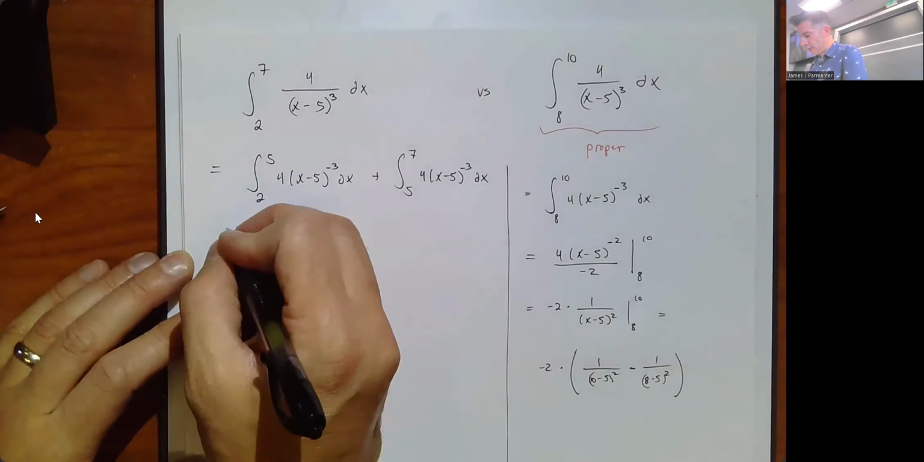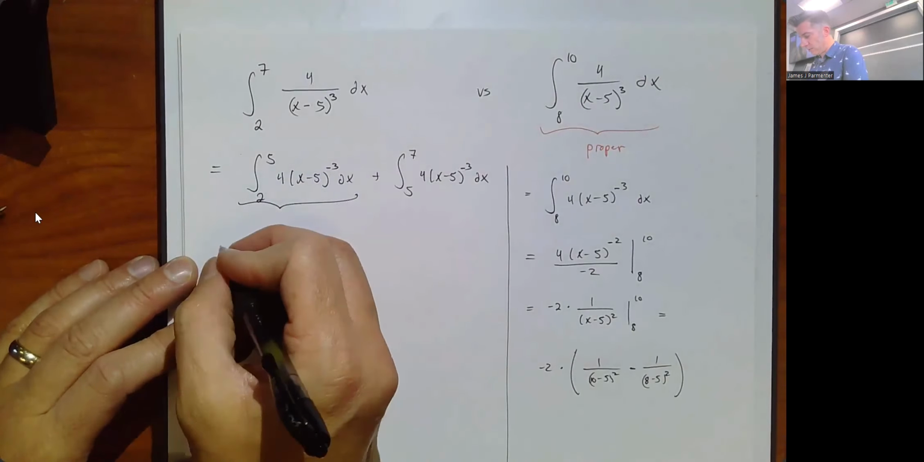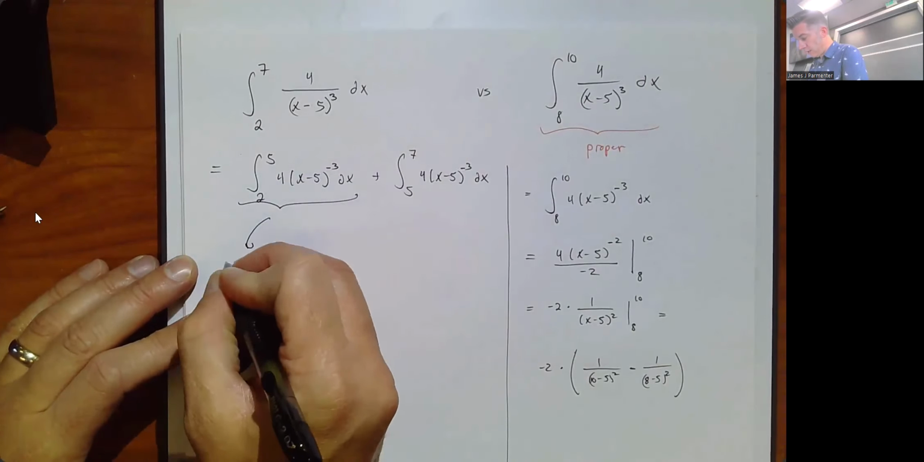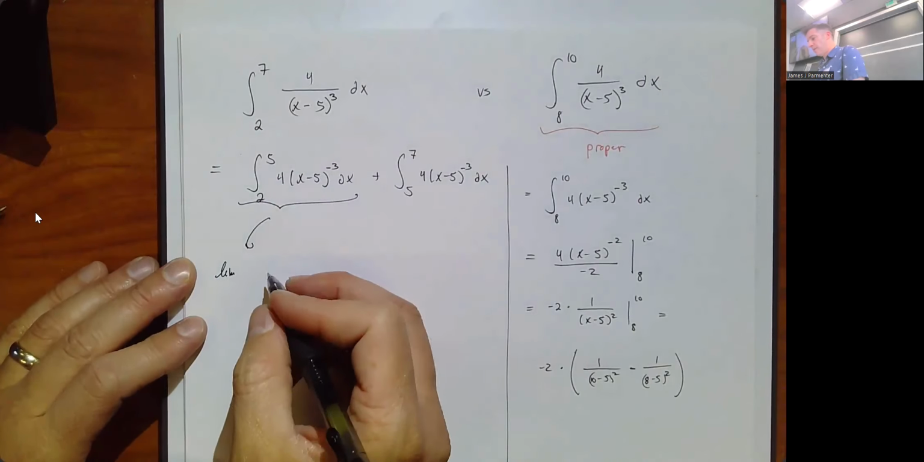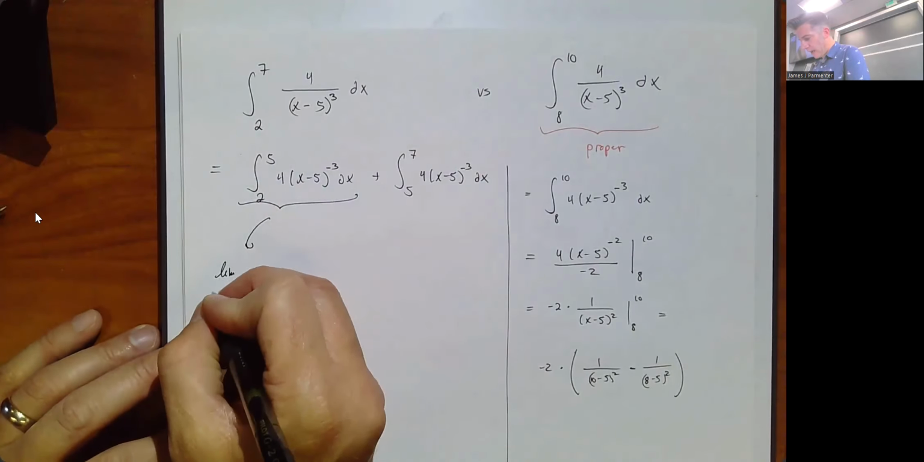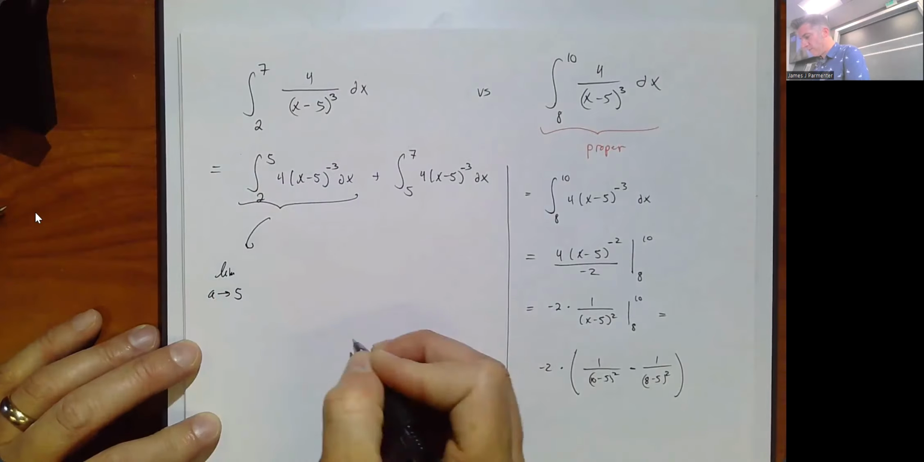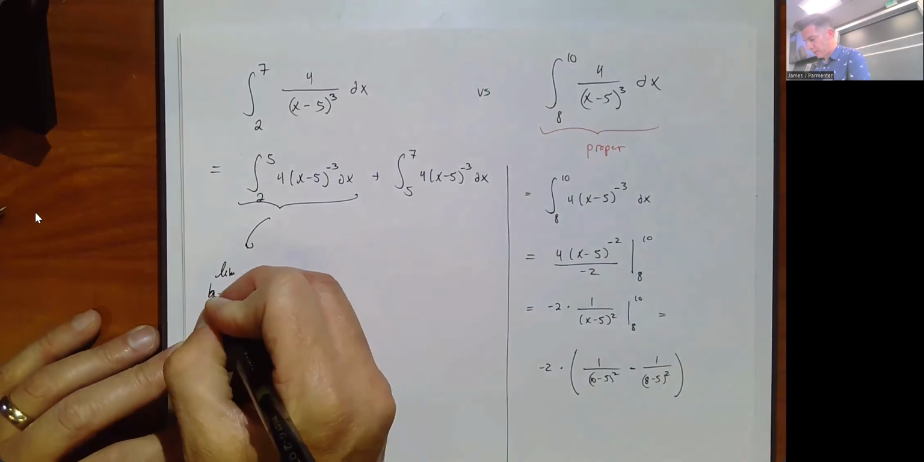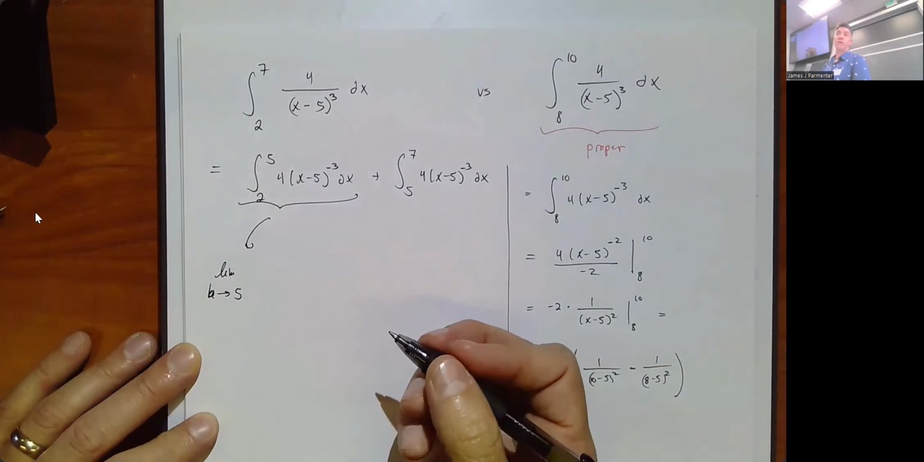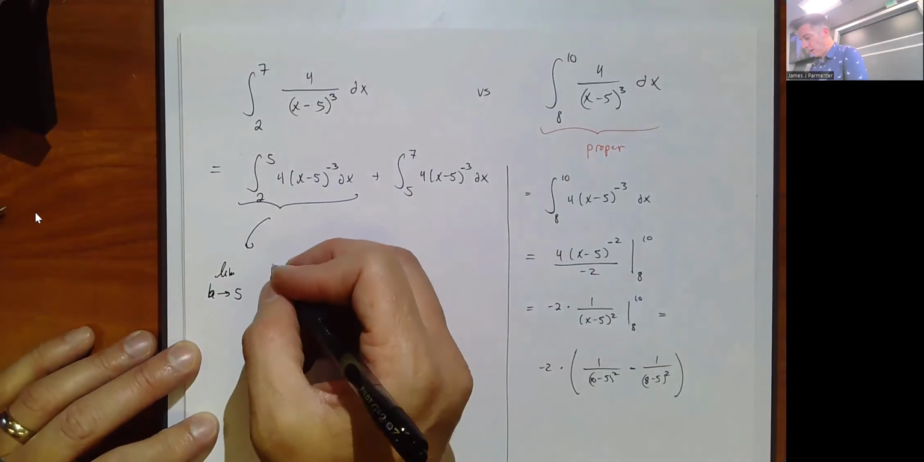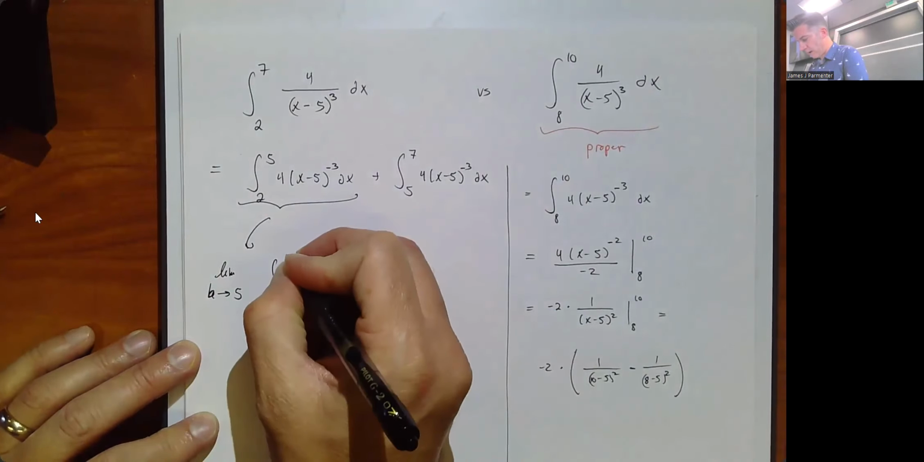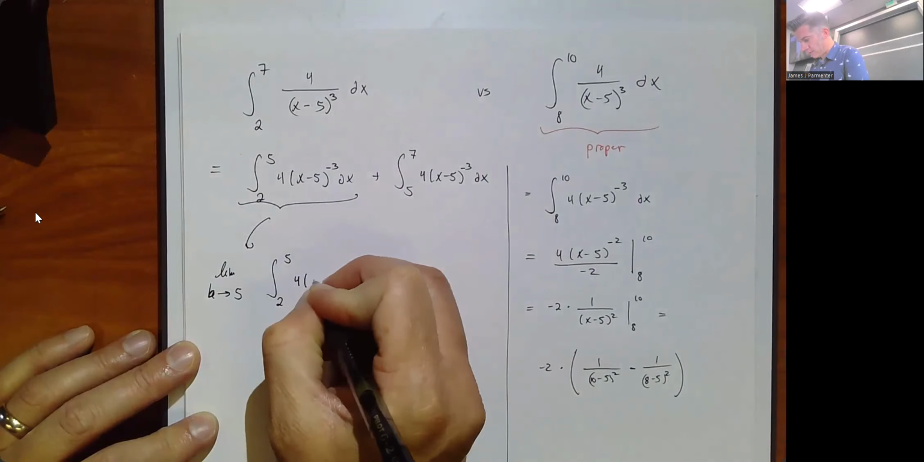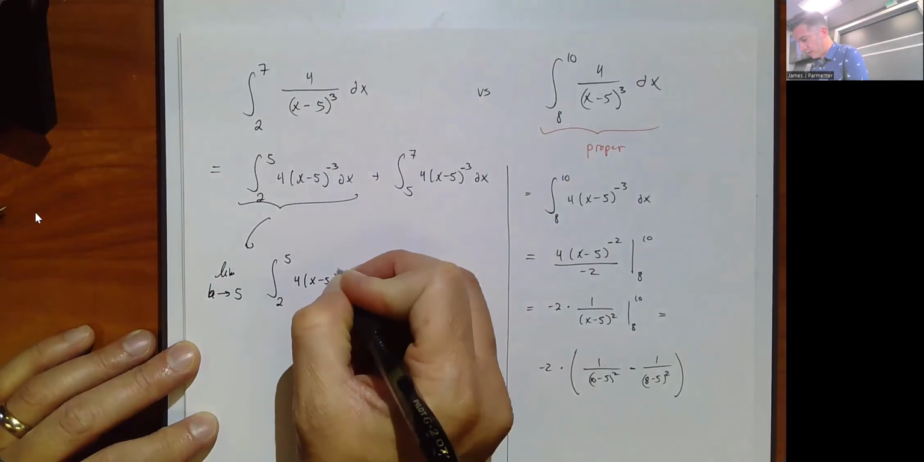So I'm going to look at this. I'm going to say that's going to be the limit as B approaches 5. It's the upper limit, not the lower limit, although you could use A if you wanted to. Of the integral from 2 to 5 of 4 times (x minus 5) to the negative third.